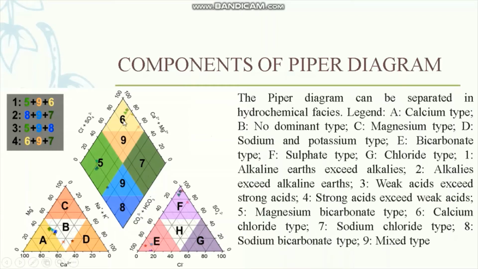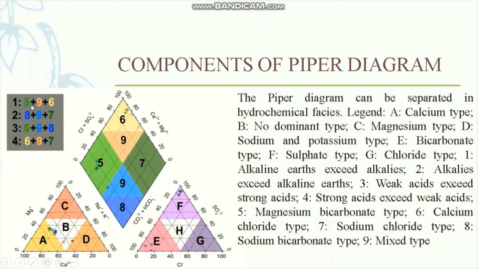What does this 6 denote? Here, 6 denotes a dominance of calcium chloride type. So this area is mainly calcium chloride. Number 9 is mixed type. Number 5, magnesium bicarbonate type. Number 6, calcium chloride type. Number 7, sodium chloride type. Number 8, sodium bicarbonate type.